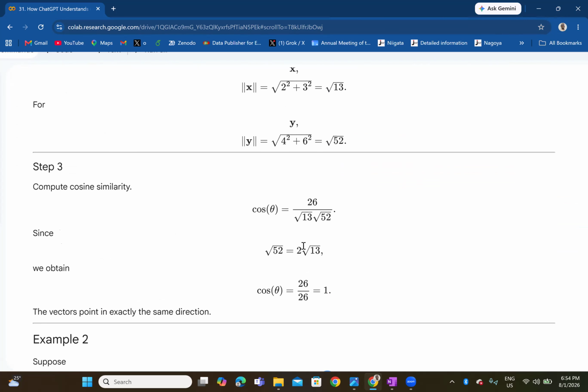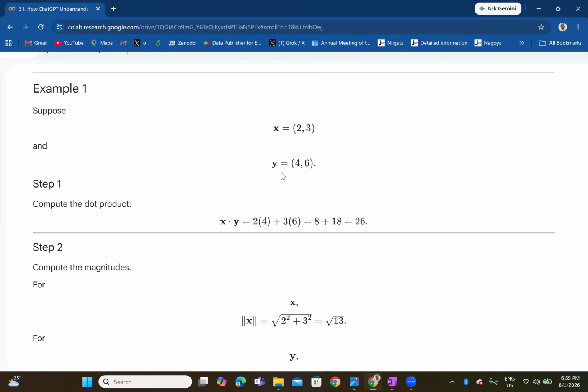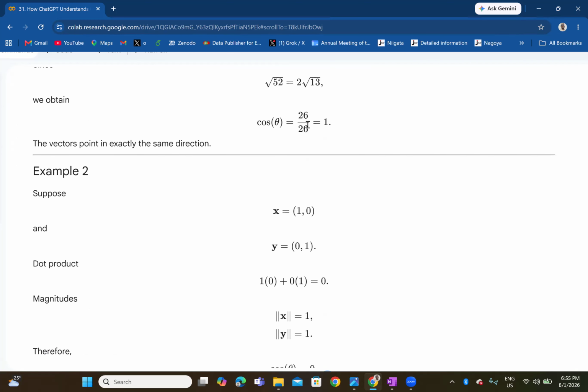And you know root 52 is 2 root 13. So we obtain cos theta to be 26 over 26, which is 1. So the vectors point exactly in the same direction. That's also easy to say because you can see y is simply 2 times x. So y is (4, 6), x is (2, 3), so y is 2 times x. They are basically in the same direction.